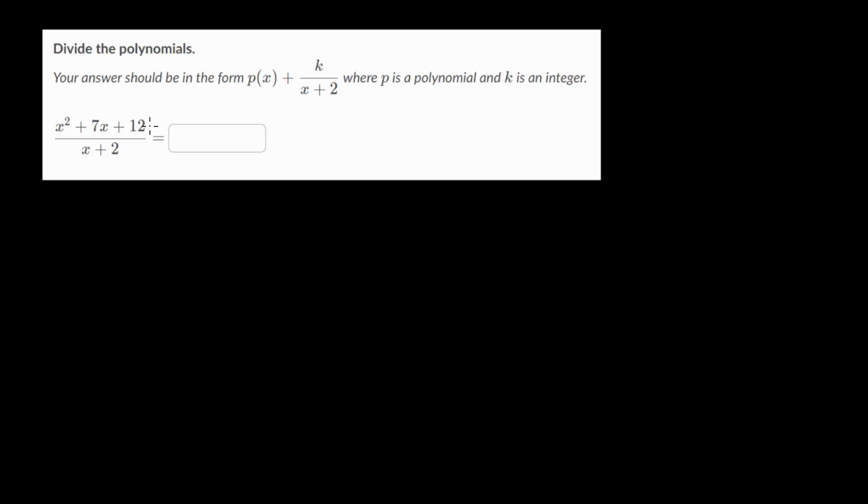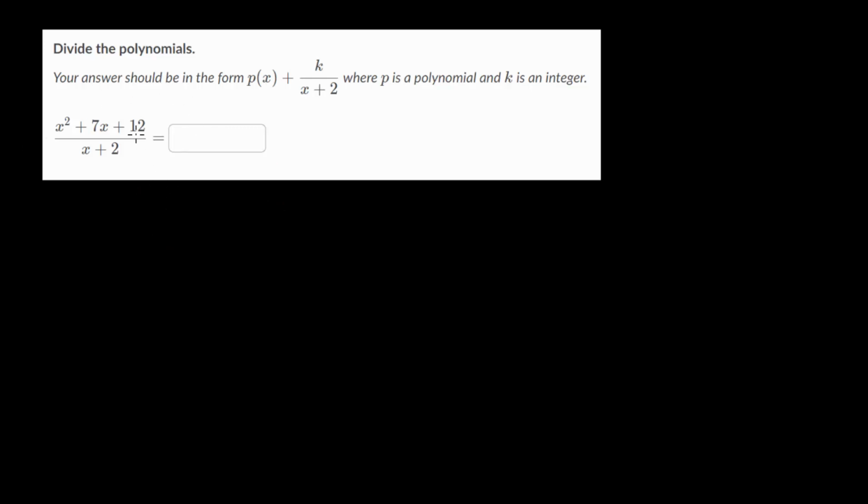So let's look at a couple more problems where we're going to divide a quadratic expression by a linear factor, and we're going to end up with some remainder here. So our answer should be some polynomial, p of x, plus some remainder term where we have an integer k divided by whatever that linear expression is that we're originally dividing by. So we're going to use polynomial long division to approach these problems.